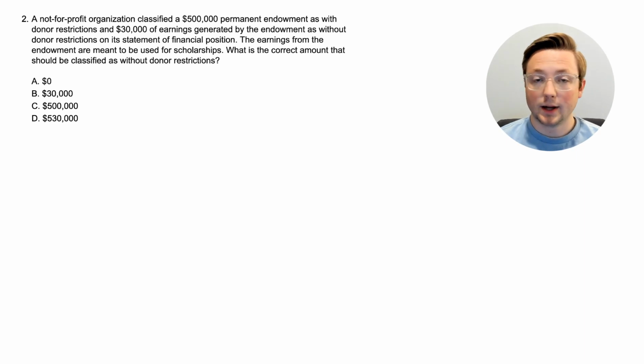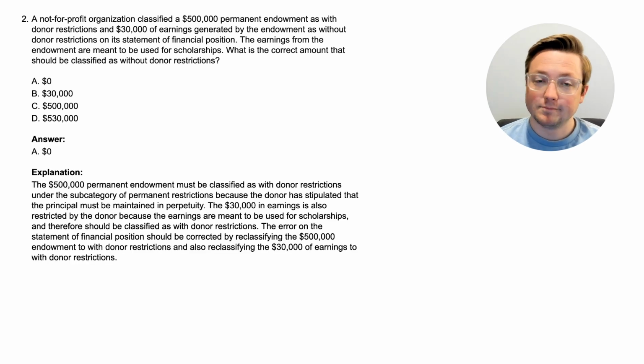Okay, so again, we're talking about a permanent endowment here, and we're talking about the earnings from the endowment. They're supposed to be used specifically for scholarships, and they classified the principal as with donor restrictions and the earnings as without donor restrictions. So it's pretty easy to tell probably what the correct answer is. If it's not, go ahead and read through this one more time, and when you're ready, come back, we'll look at the answer together. All right, the answer is A, $0.